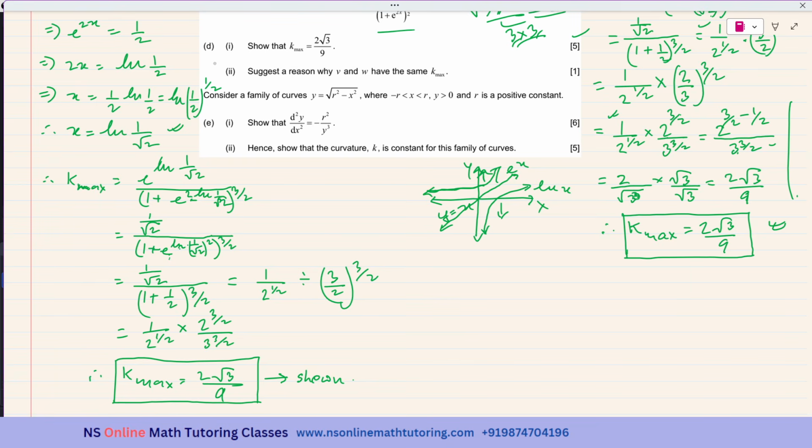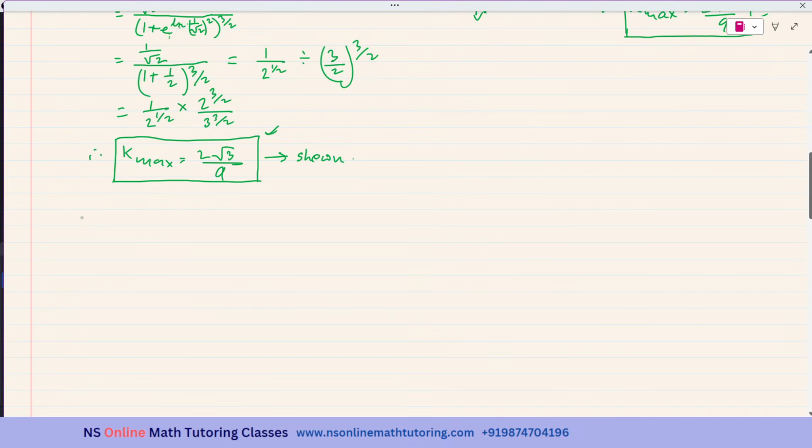Okay. Suggest a reason why V and W have the same k max. This was V, ln of x, and this is W, e to the power of x. Okay. So why do they have the same value for k max? And it is carrying just a single mark. Okay, so because ln of x and e to the power of x are just inverse functions.